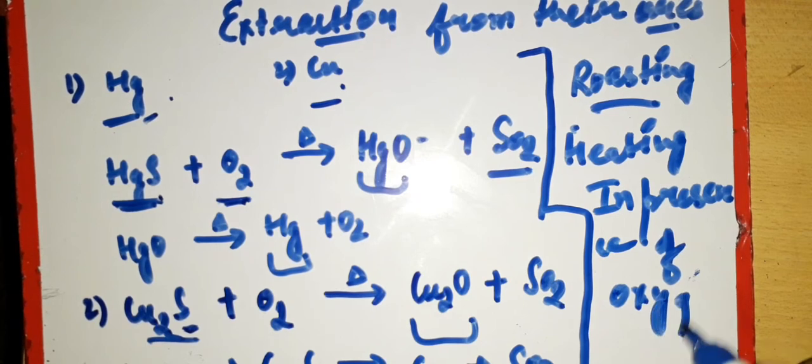And some other less reactive elements like gold, platinum, and silver are all present in their native state, right? So we don't have to separate them out.